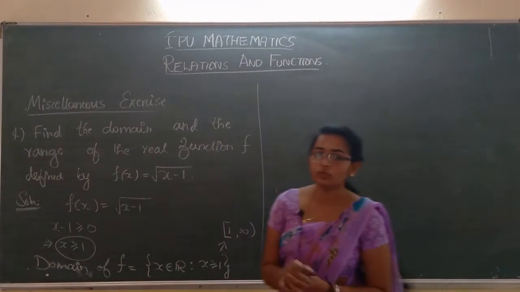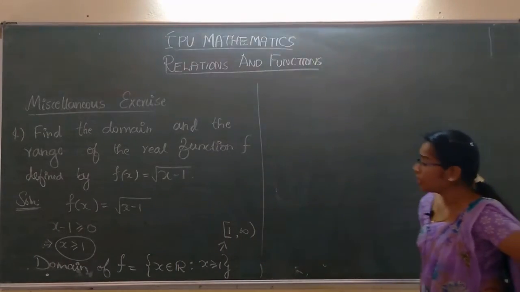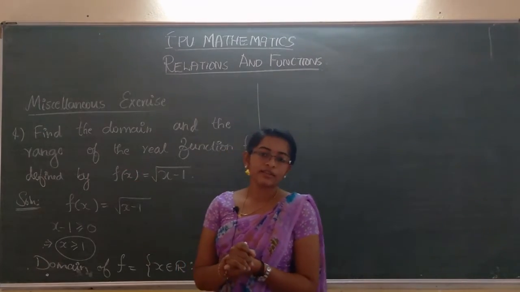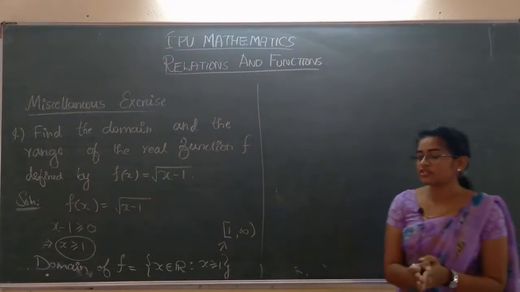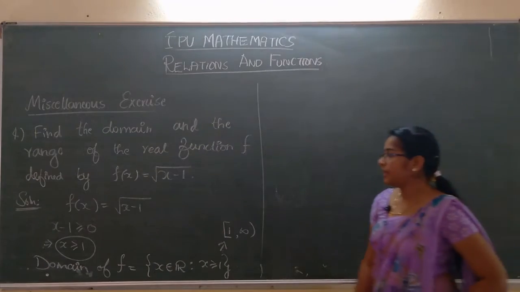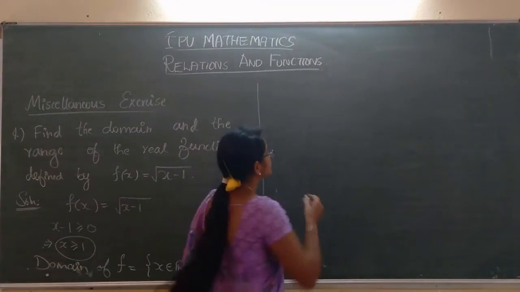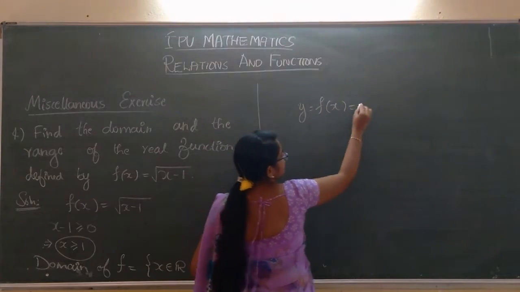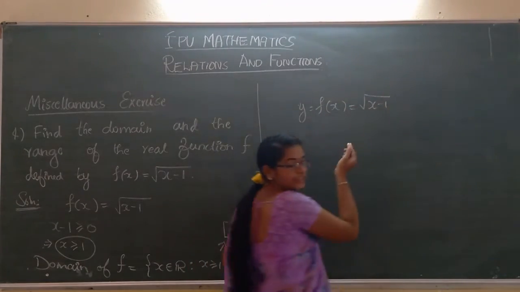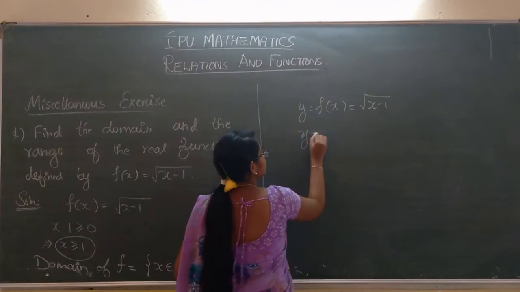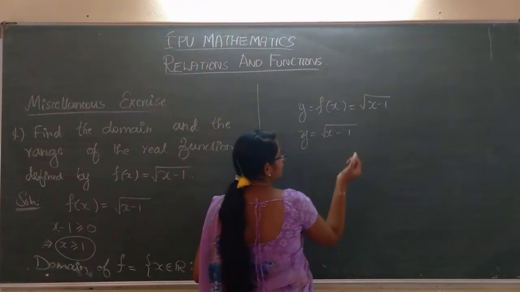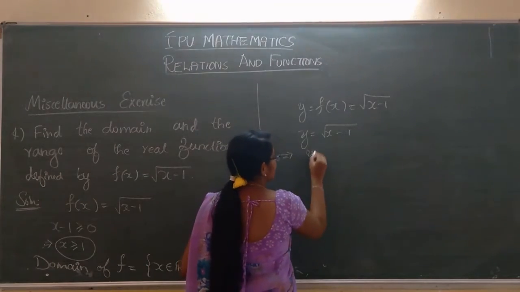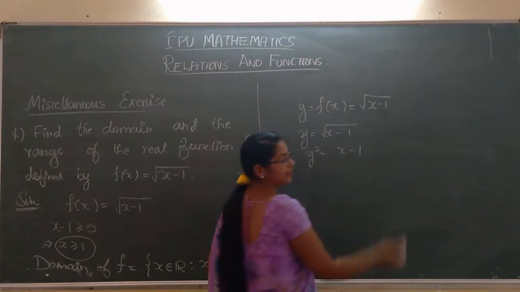Now coming to the range. What is the range? What are all the values this f of x has? That set is known as the range of the function. How can I calculate that? I have y is equal to f of x. f of x is, in this case, square root of x minus 1. That is, y is equal to square root of x minus 1. Squaring on both sides, what do I get? y squared is equal to x minus 1.